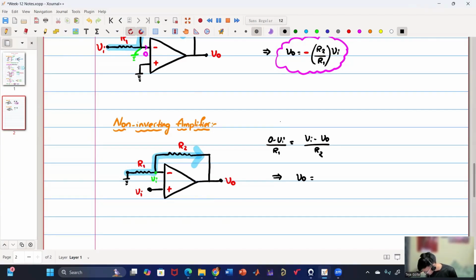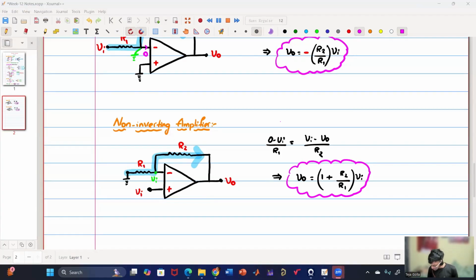V0 equals 1 plus R2 by R1 into Vi. So can anyone confirm if you are getting the same expression? Yes. So Gyanendra says Vi into 1 plus R2 by R1. Okay. So now I have a question for you.